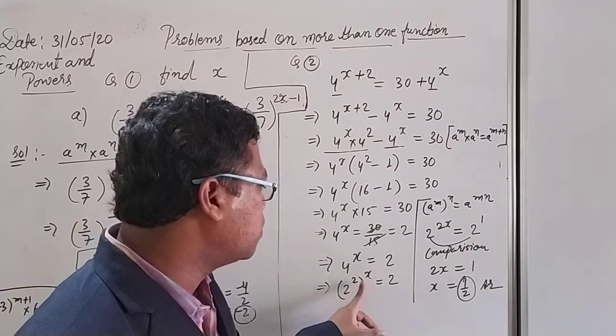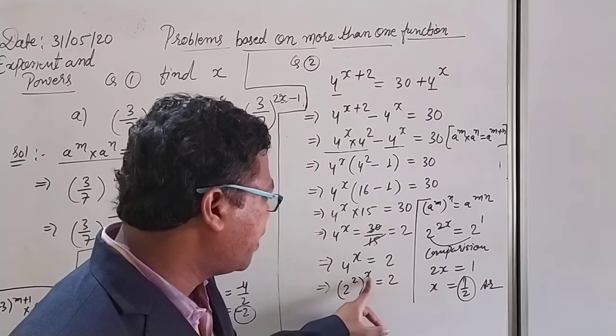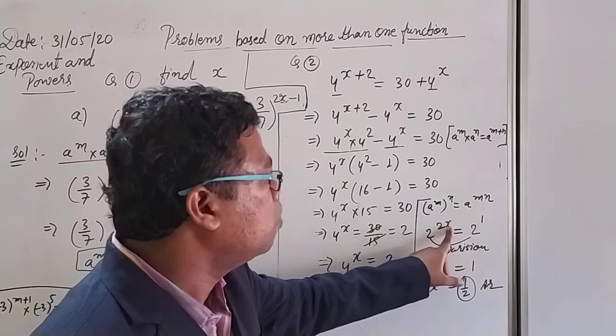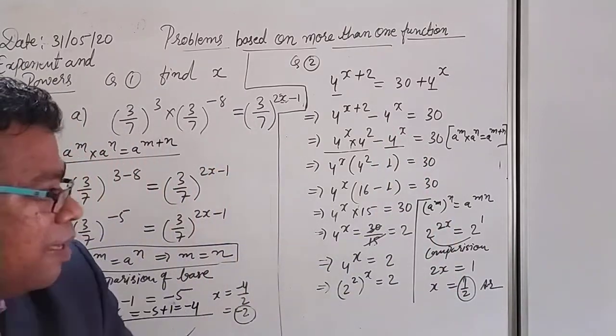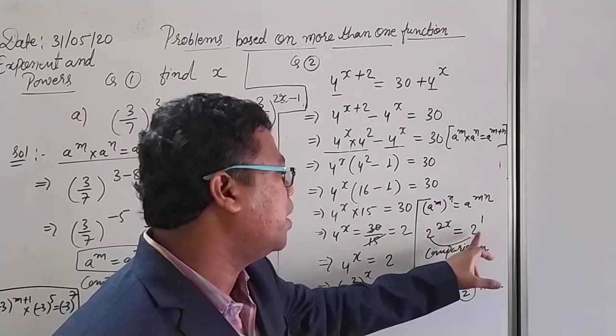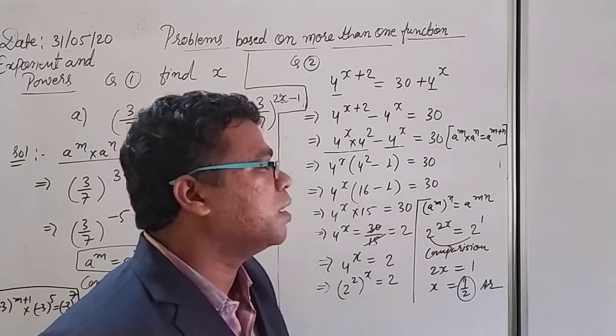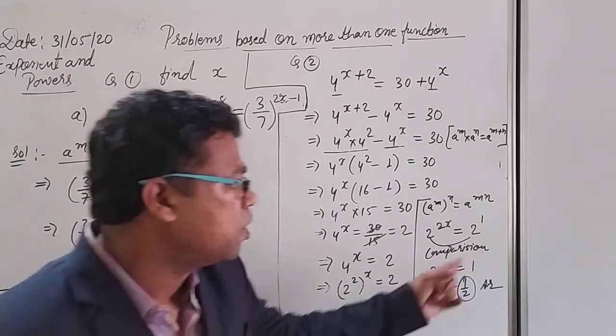So it can be written 2 to the power 2 whole power x. These two things, 2 and x, are the two exponents, so I can multiply them. So it will become 2x. Right now I can compare the powers. Why? Because you can see the bases are the same. 2 is here, 2 is here. Here only 2 is there, no power is there. So if there is no power, I can write down 1 in place of it.